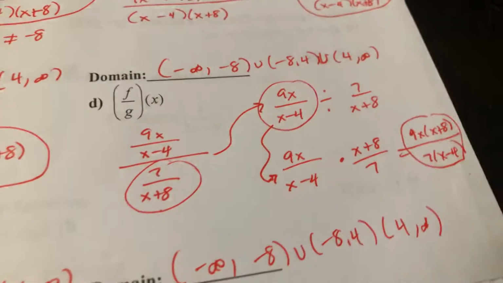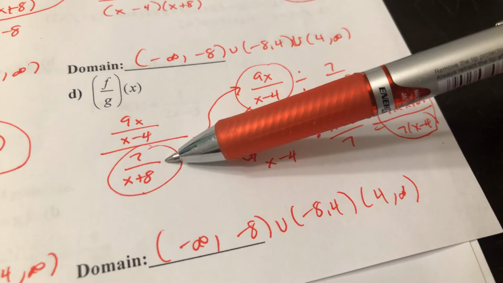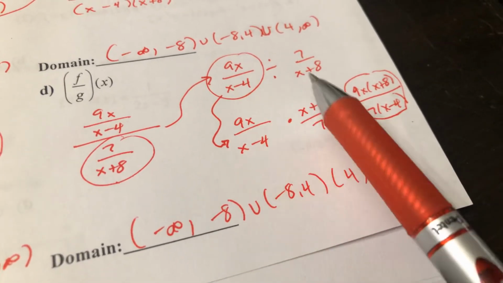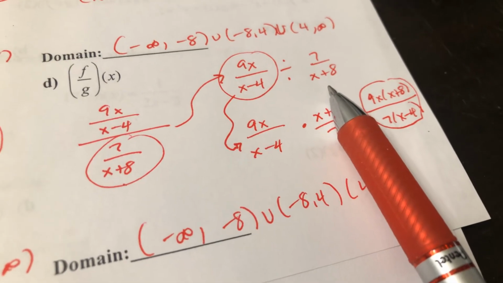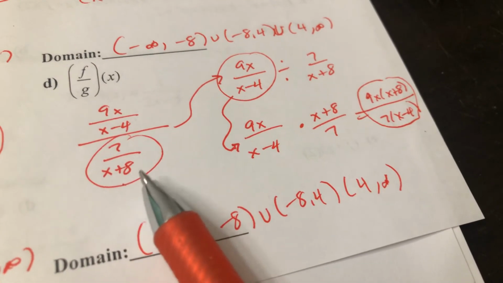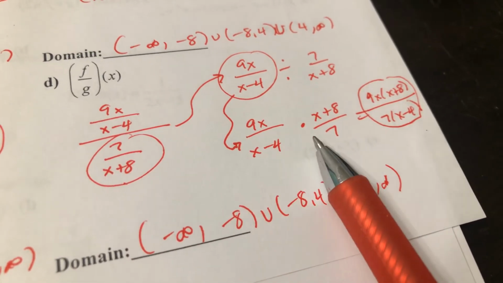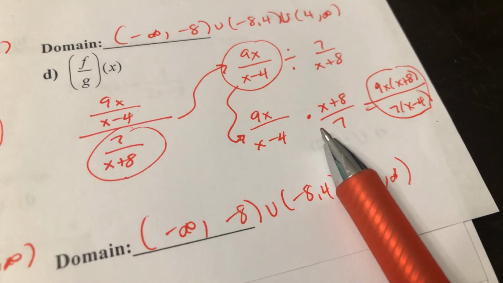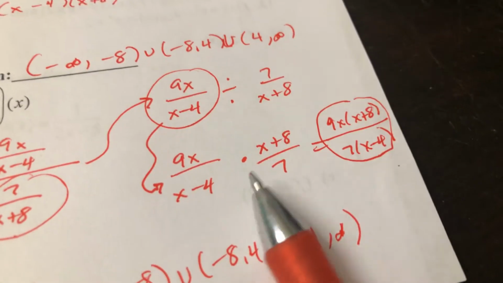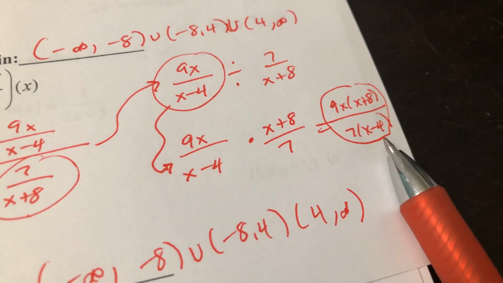All right, now let's do the division one. So there's f of x divided by g of x. I decided to write it sideways because a lot of times people get stuck with it, like they struggle with it written this way. So I wrote it sideways, which remember means you have to flip. And so now it's multiplying. You do not have to find a common denominator. And so you have 9x, x plus 8 over 7x minus 4.